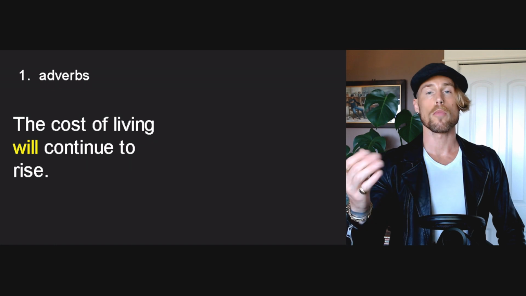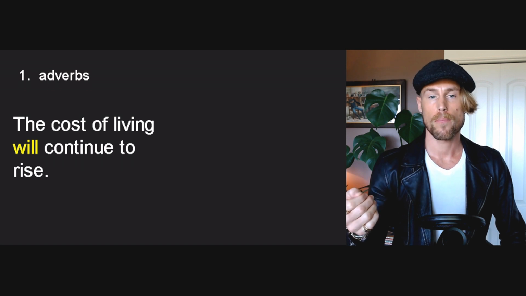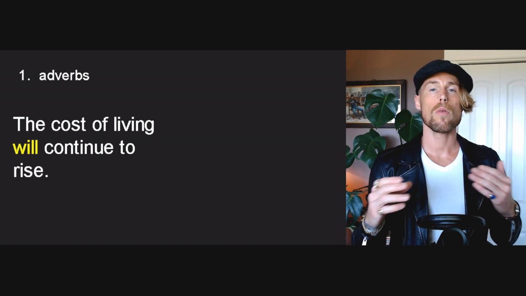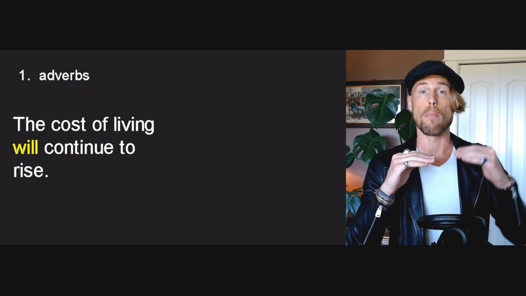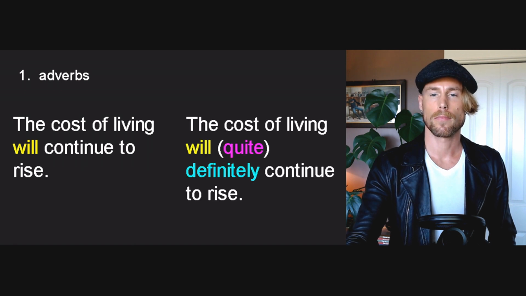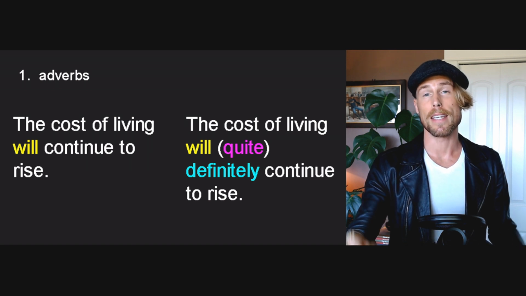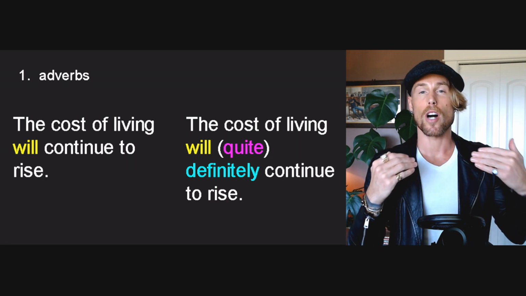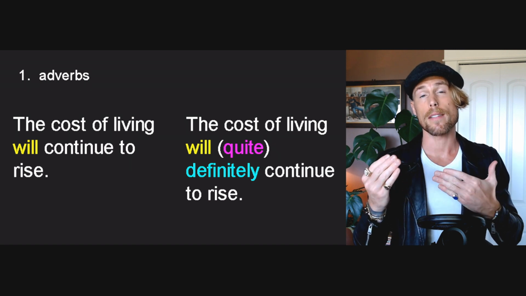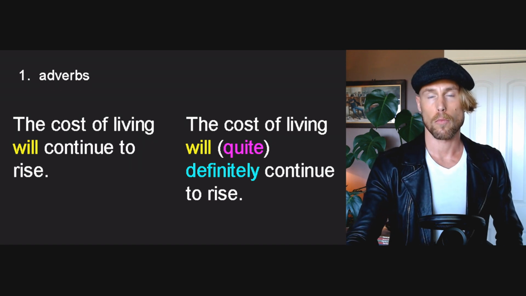So the normal sentence with will as the most common way to make a prediction: the cost of living will continue to rise. How do I say this if I want to be even more certain? I'm very, very, very certain. The cost of living will definitely continue to rise. And if I want to be even more certain than that, I can say the cost of living will quite definitely continue to rise. In this example, if I use quite, this word is used for more emphasis, more power.